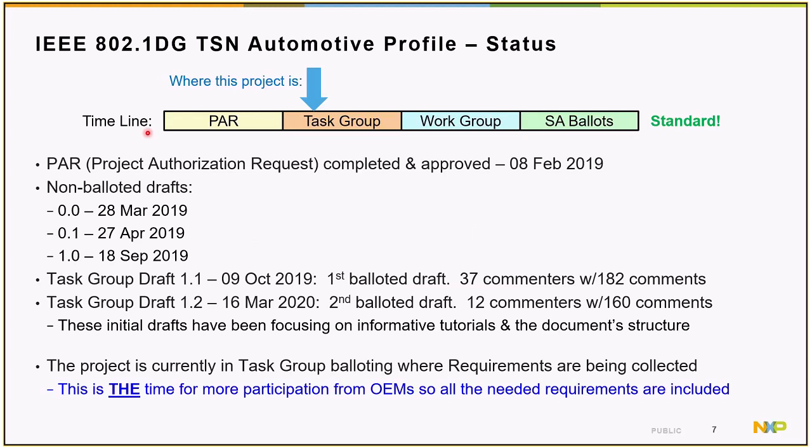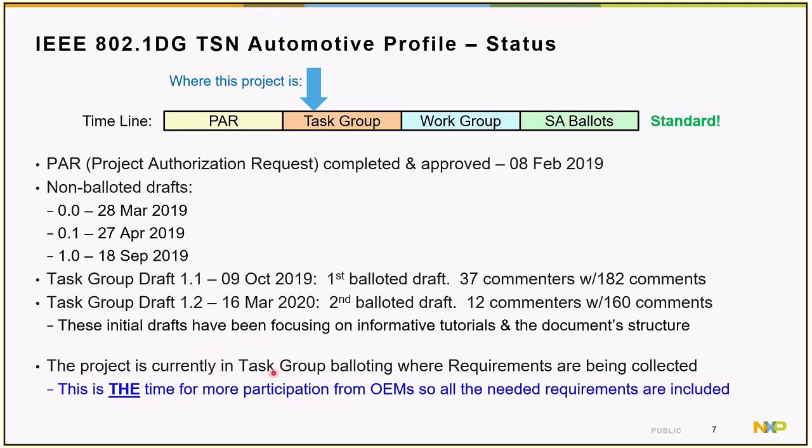So here's where we are on the timeline. We've had the idea phase, we have the project, and we're in task group balloting. And so the PAR was completed in February 2019. And then we had a number of non-balloted drafts. So those were just ideas and seeing where we're going. And we've had 2 drafts that have been balloted on. And these initial drafts have been focusing mostly on informative tutorials and the document structure. We're trying to get consensus that the editor's going the right direction.